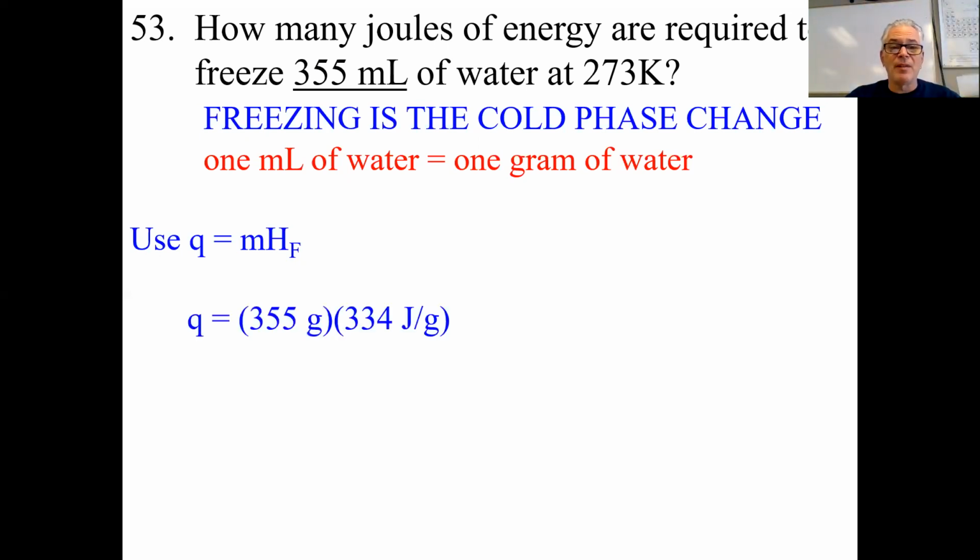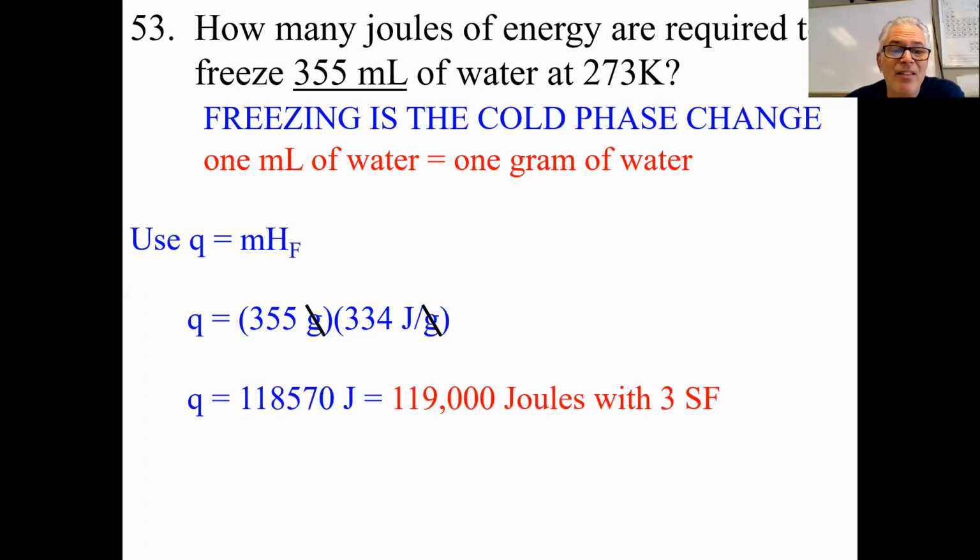So let's plug those numbers in. Get your calculator. 355 times 334 equals, and let's see if I can get that number. 118,570. Look what I'm doing. Oh, we've got to cancel the grams. And then look, 118,570 rounded to 3 significant figures.